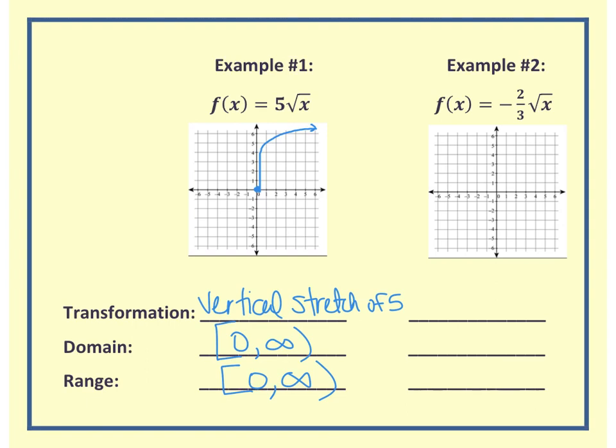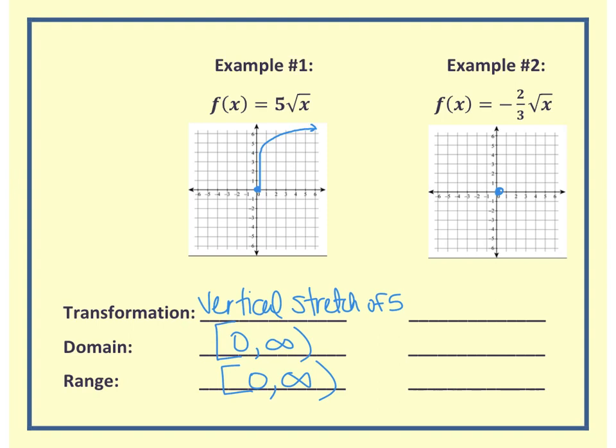Let's try the second one. Okay, I see a negative and I see a 2/3. The negative causes it to reflect over the x-axis. The 2/3 causes it to compress, okay? And a vertical compression means it's going to get closer to the x-axis, okay? So this graph did not shift up or down. So my corner, my starting point did not shift up or down.